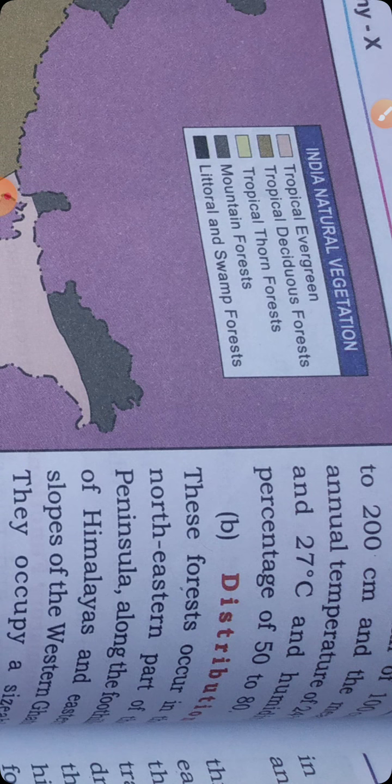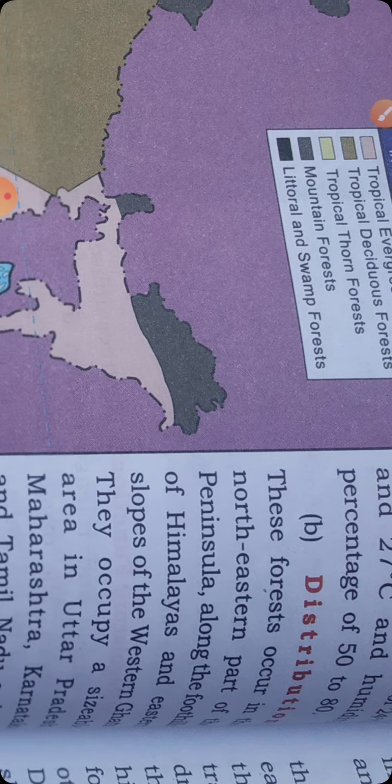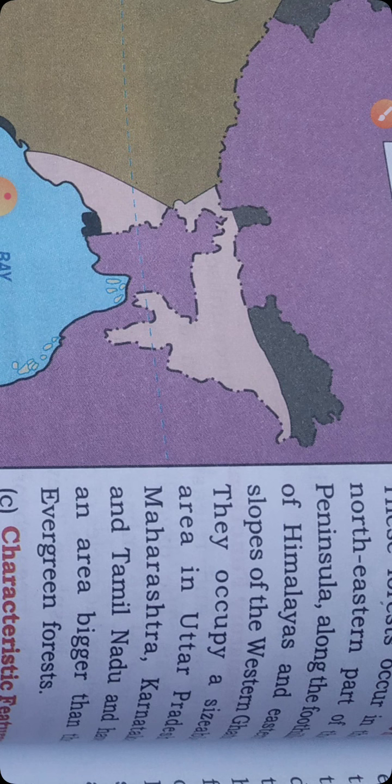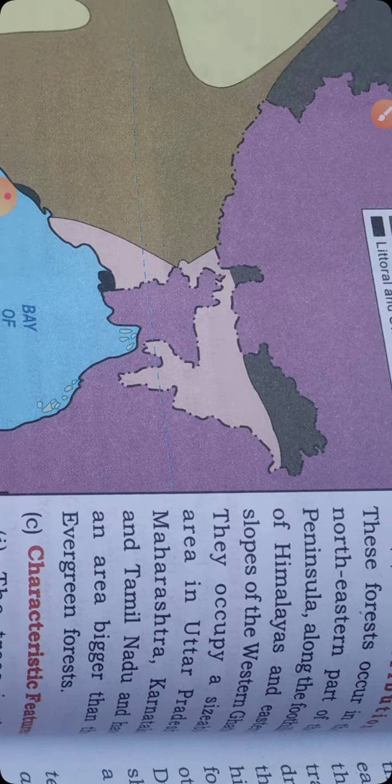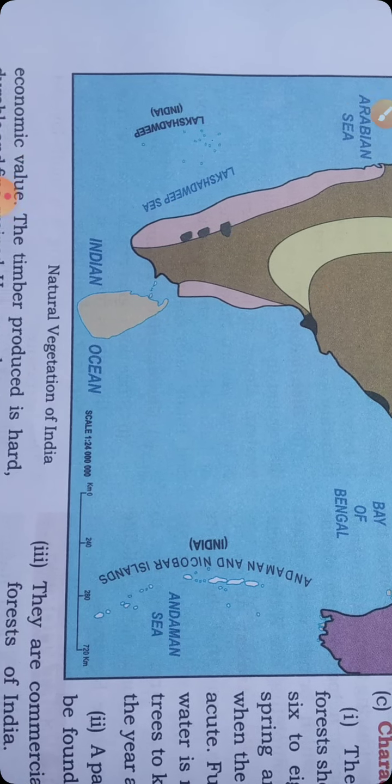These forests occur in the northeastern parts of the peninsula along the foothills of the Himalayas and the eastern slopes of the Western Ghats. They occupy sizable area in Uttar Pradesh, Maharashtra, Karnataka, and Tamil Nadu, and have an area bigger than that of evergreen forest. In this map, you can focus, my dear students.